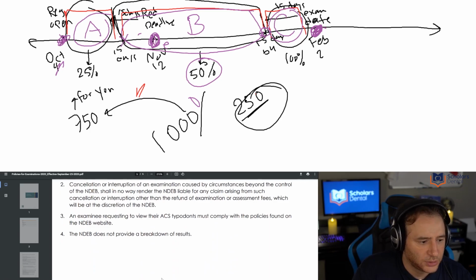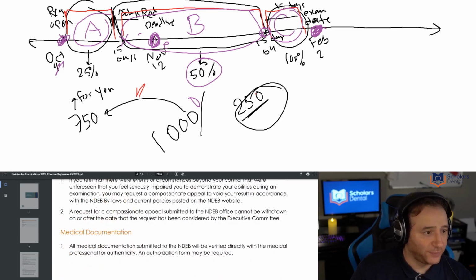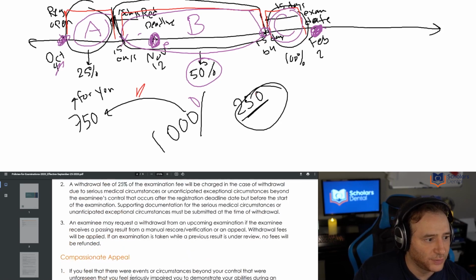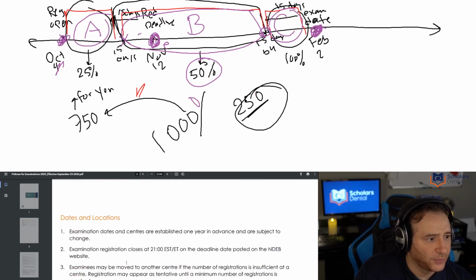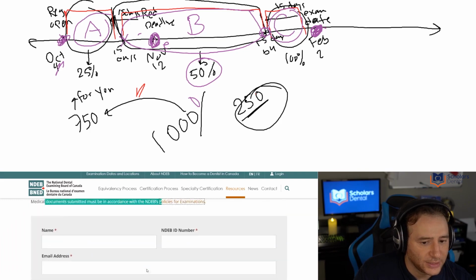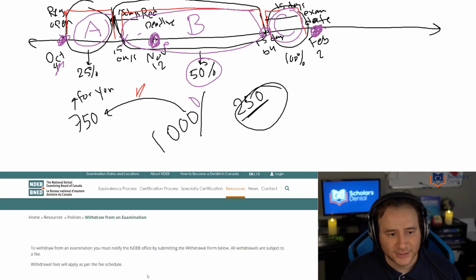Okay, so I think we covered everything regarding withdrawals. I just went into this document and read it right now. Hope I clarified things about the withdrawal process for the NDEB exams for you guys. And that's it for now.